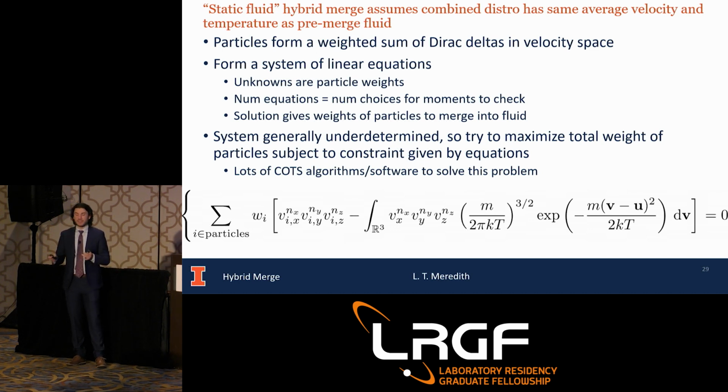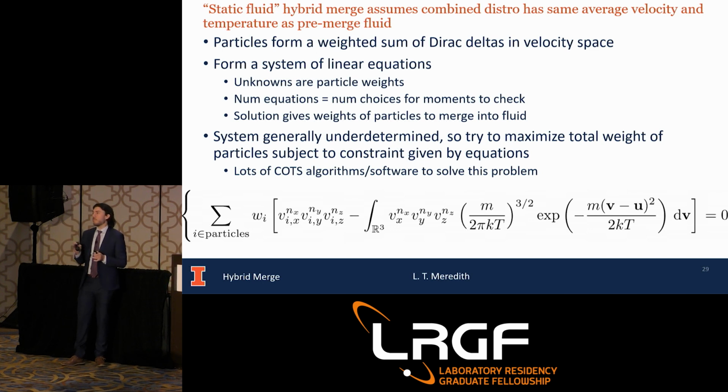In this system of linear equations, the unknowns are the particle weights. The number of equations is the number of choices for moments that we want to check, and the solution gives us the weights of particles that we want to merge into the fluid. Generally, the system is underdetermined, so we have many more particles than moments that we want to check, and there isn't one solution. So instead, we can recast this as a problem where we want to maximize the total weight of particles that are merged in, subject to the constraints given by this system of equations.